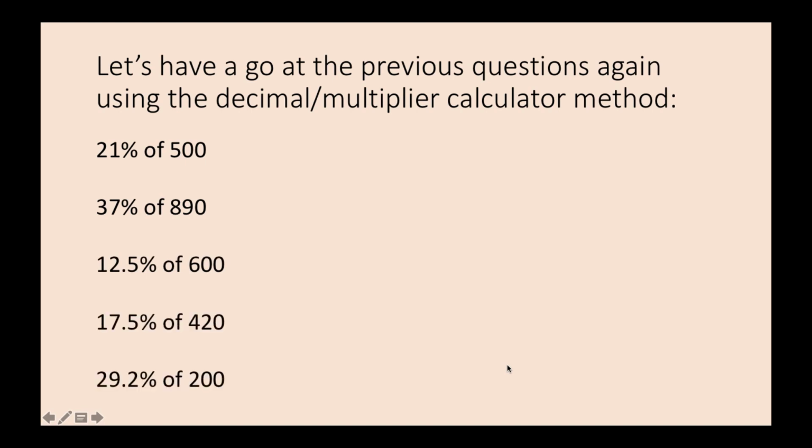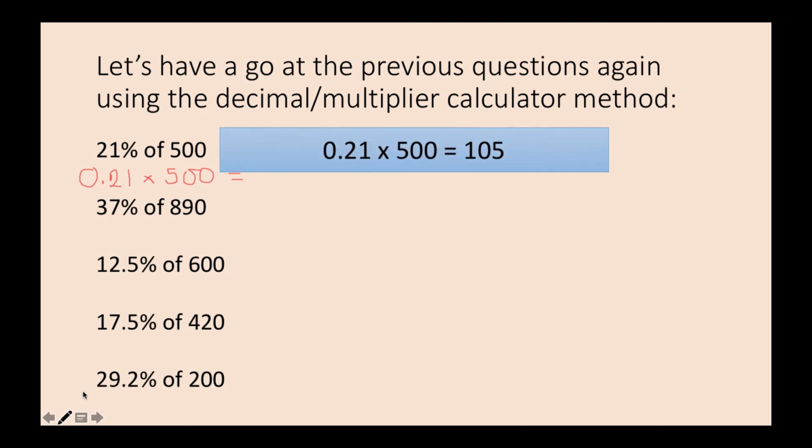Okay, so we're just going to have a look at one more task now. And I do want you to use the decimal or multiplier rule for this. I want you to use a calculator, and you've got 5 questions to have a go at. So don't forget, when I say use the calculator, like the multiply method, you're going to put this into a decimal. Just to give you a quick hint if you can't remember, 21% is 0.21, and you'll just do 0.21 times 500. Okay, so pause the video and have a go, and then I'll go through the answers.